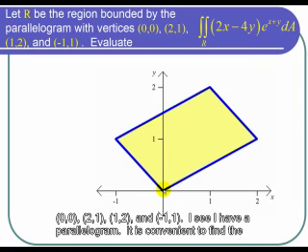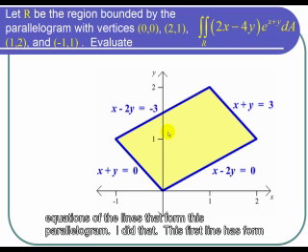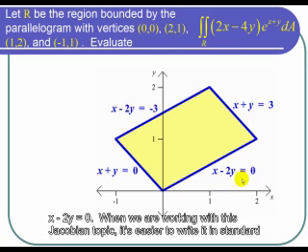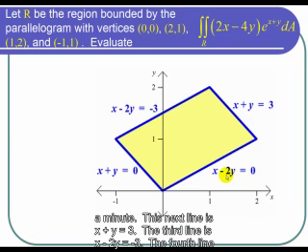I have my vertices (0, 0), (2, 1), (1, 2), and (-1, 1). And I see I have a parallelogram. It's convenient to find the equations of the lines that form this parallelogram, and I did that. This first line has the form x - 2y = 0. When we're working with this Jacobian topic, it's easier to write it in standard form, where we have ax + by = a constant, than it is to write it in y = mx + b. And we'll see that in a minute.